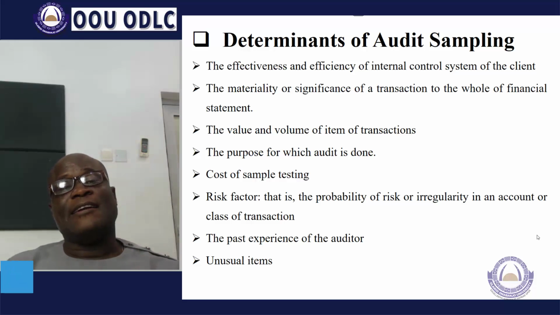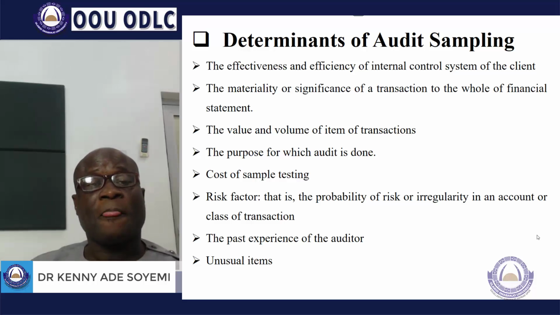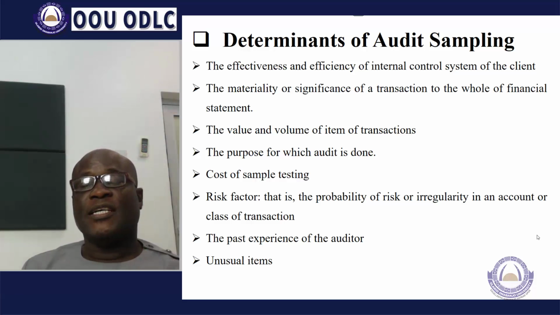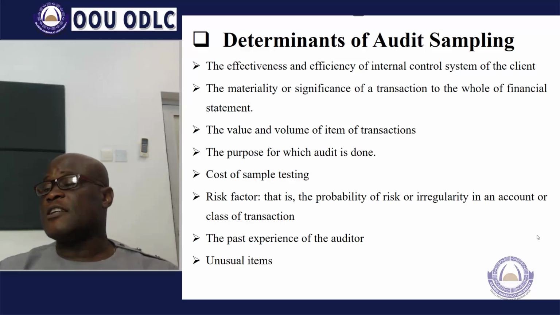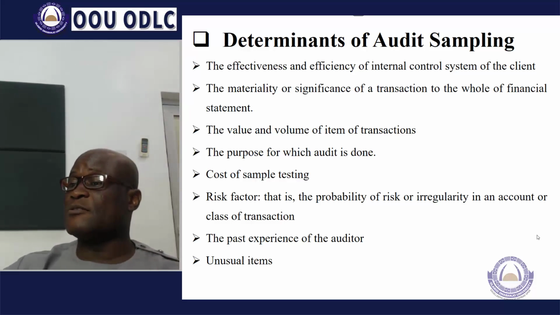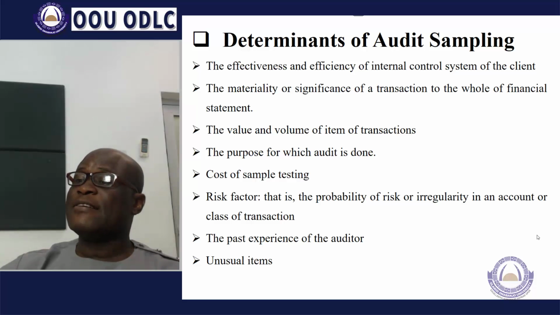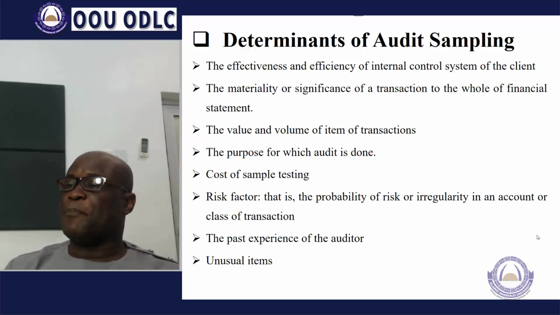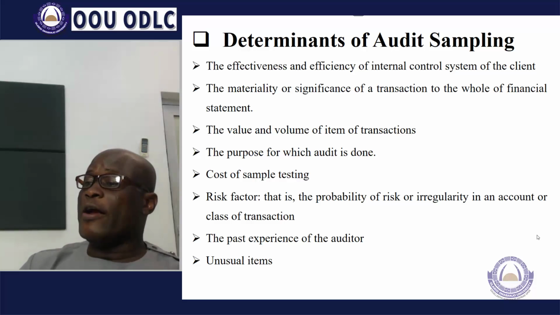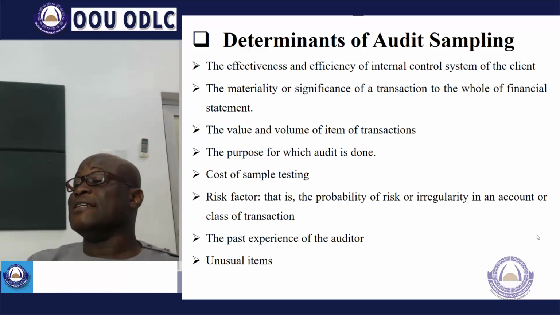Aside from that, the value and volume of items or transactions also go a long way. The purpose for which the audit is done and the cost of sample testing are other factors that are very important whenever we are talking about audit sampling. The risk factor is another one. The probability of risk or irregularity in an account or class of accounts will also determine the extent to which audit sampling is applied thereto.